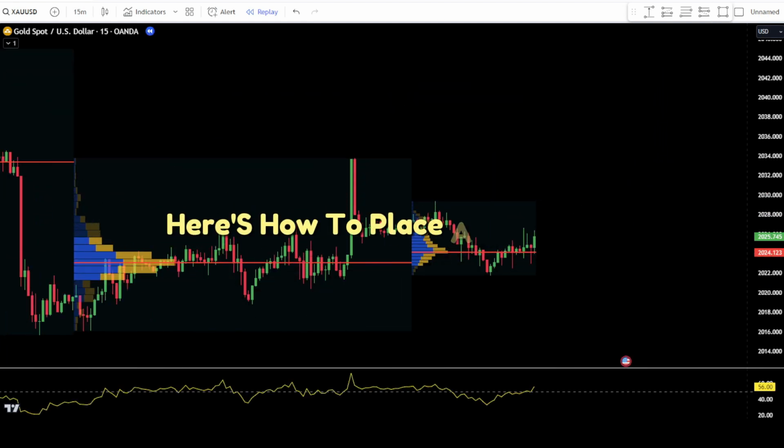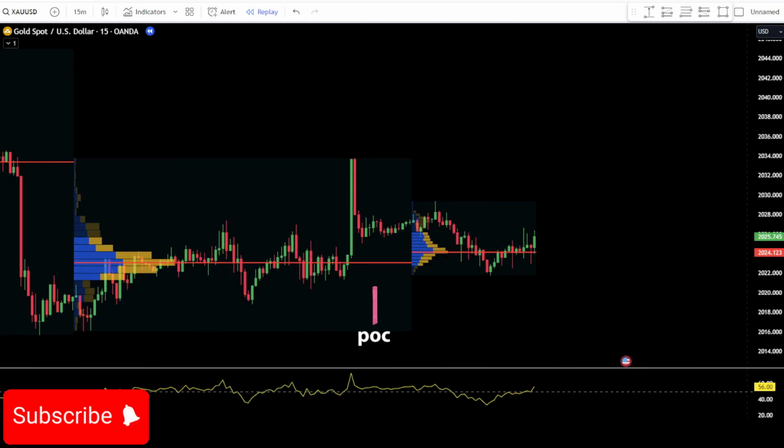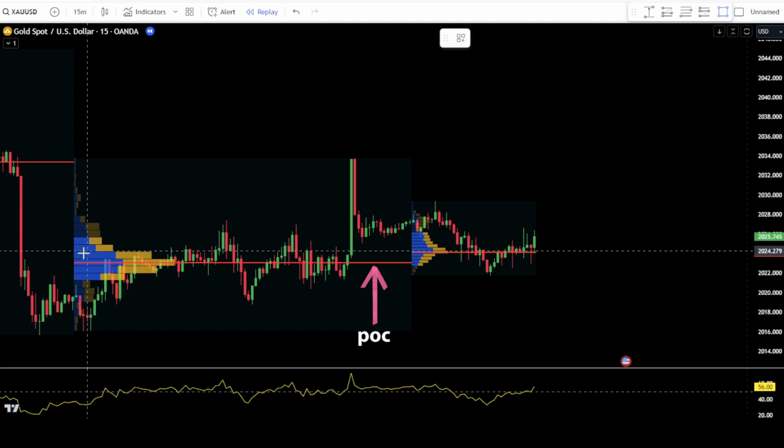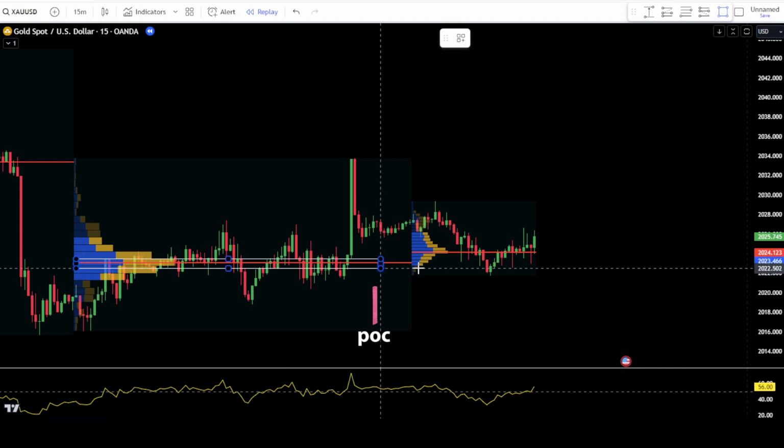Here's how to place a buy order. 1. At the start of the trading session, observe the POC level from the previous day, from the opening of the trading session until the close of the previous day's trading. 2. You can draw a line or create a box as a marker.